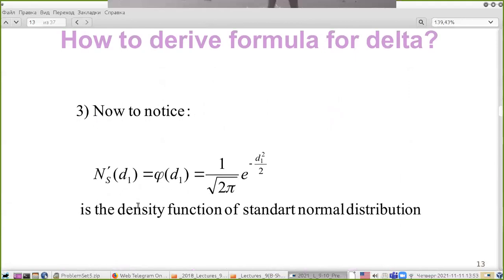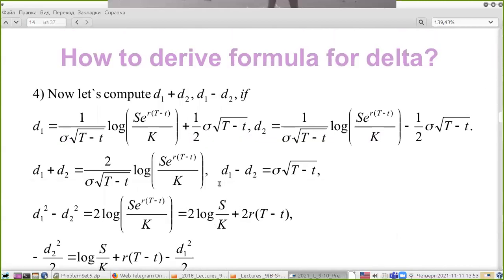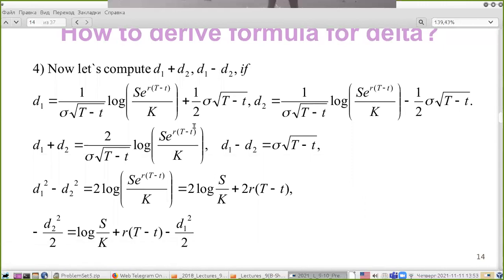For this, we mention that the derivative of N with respect to S will be the density of the standard normal distribution. N is a distribution function, but if we find its derivative, it is the density. You know this from probability theory. After that, we should do some manipulation.